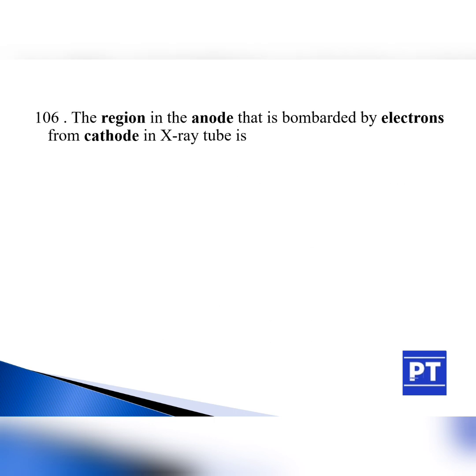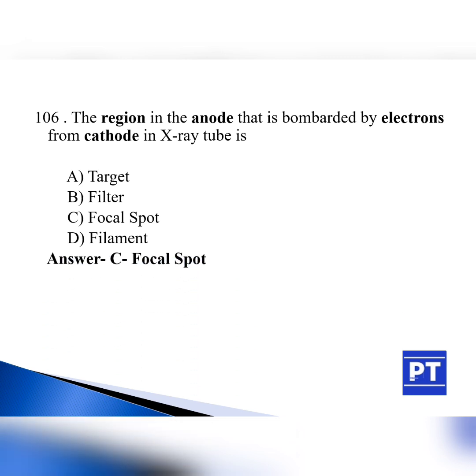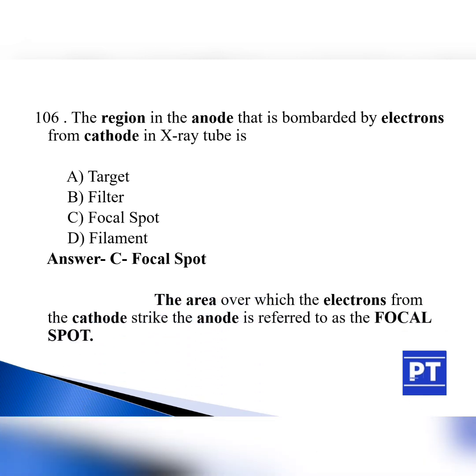Question number 106. The region in the anode that is bombarded by electrons from the cathode in an X-ray tube is: option A target, option B filter, option C focal spot, option D filament. The answer is option C, focal spot. The area over which the electrons from the cathode strike the anode is referred to as the focal spot.